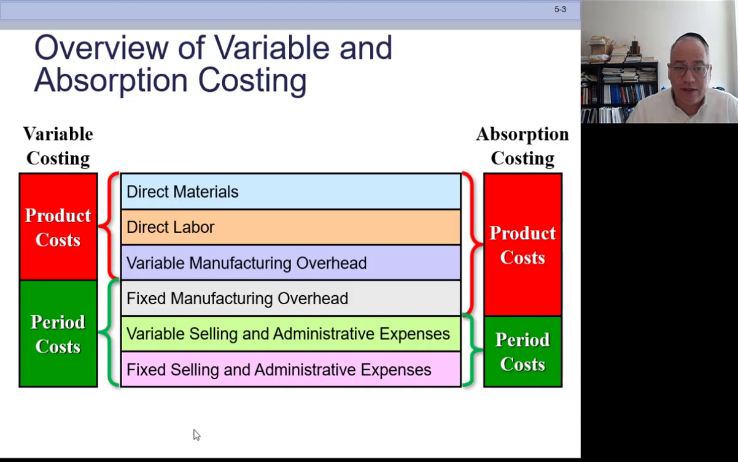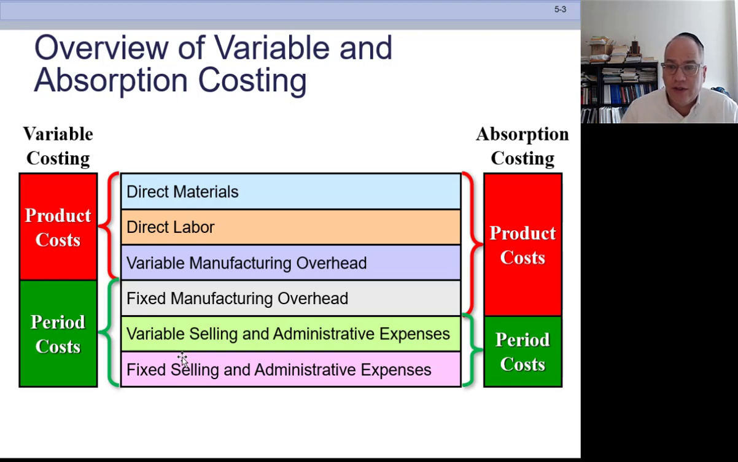And here you can see the difference in a kind of graphical approach. It's a little different from what the book does, but it should be helpful. Under variable costs, product costs would include only variable costs. So that would be direct materials and direct labor, because those are by definition variable. And they would also include variable manufacturing overhead. Period costs would be all fixed costs and also all selling and administrative costs. So you would take your sales price, you would subtract these variable costs right here to arrive at contribution margin, and then you would subtract your fixed costs in order to arrive at net income.